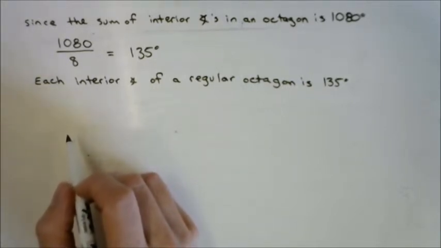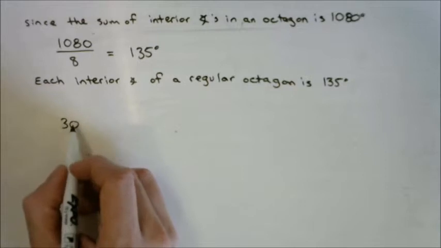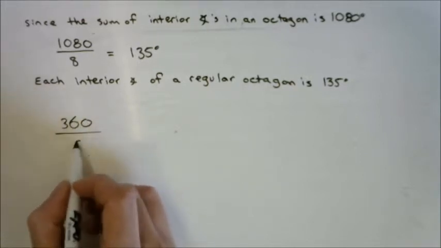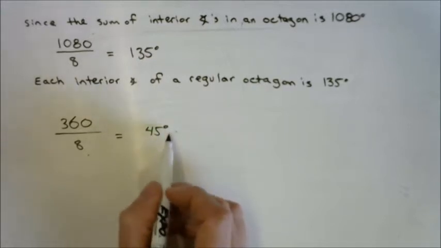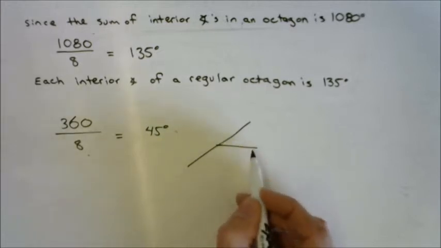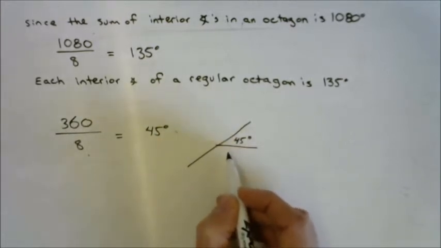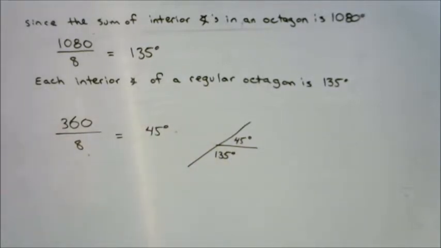Now, another way we could have done that is we could have thought about the exterior angles. What's the sum of the exterior angles in an octagon? 360. So we could have done 360 divided by 8 in order to get that each exterior angle is 45 degrees. And since every interior angle is supplementary to an exterior angle, that would also give us 135 degrees. That's a different method that you are more than welcome to use. All right, let's wrap this up.